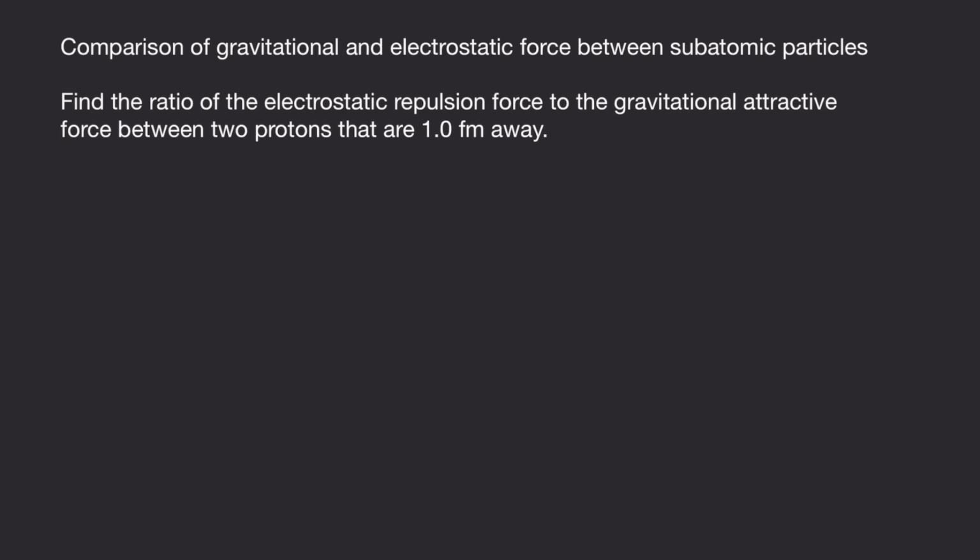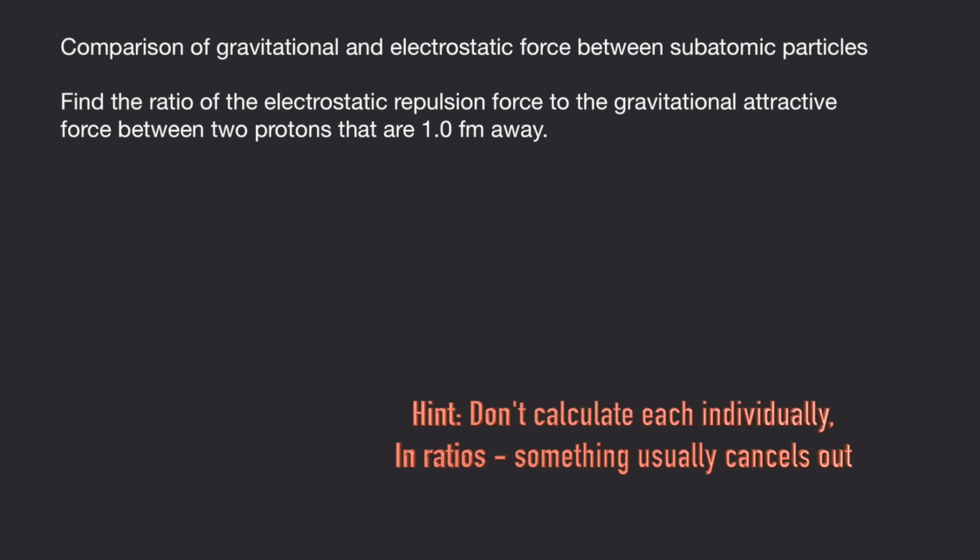And now let's compare the gravitational and the electrostatic force between subatomic particles. We need to find the ratio of the electrostatic repulsion to the gravitational attractive force. So the easiest way is just to draw a little line, because remember, ratio is just division. So at the top, we're going to have the electrostatic repulsive force. I'm just going to call that Fe. At the bottom, I'm just going to write F subscript G for the gravitational force.